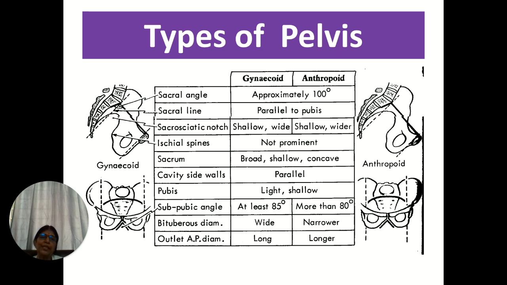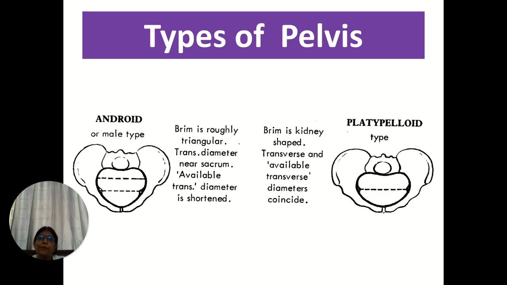Ischial spines in both the pelves are not prominent. The sacrum is broad, shallow and concave. From above downwards it is well curved. The side walls are parallel. The pubis symphysis is light. Subpubic angle is at least 85 degrees, and in an anthropoid pelvis it's more than 80 degrees. The intertuberous diameter or the transverse diameter at the outlet is very wide, whereas in the anthropoid it is a little bit narrower. Outlet diameter of AP is long, whereas this also is long. Now coming to the other two pelves, which are android and platypelloid.